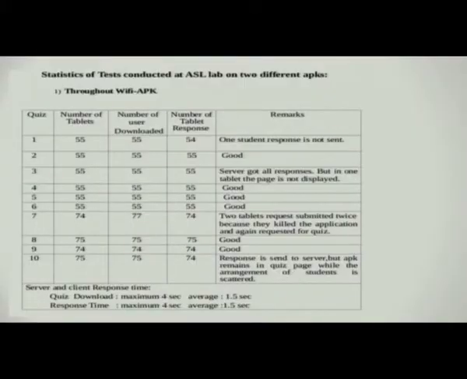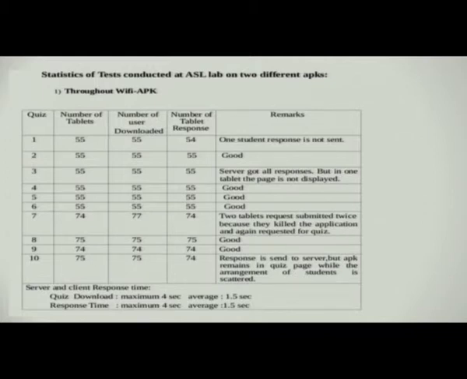Next are the statistics. We conducted some experiments, and these are the statistics. For most of the things we got almost 100%. It was not exactly 100, but almost 100%. There are two types of APK we installed: one works throughout over Wi-Fi, and one uses automatic switching on and off. So what happens in automatic switching on and off?